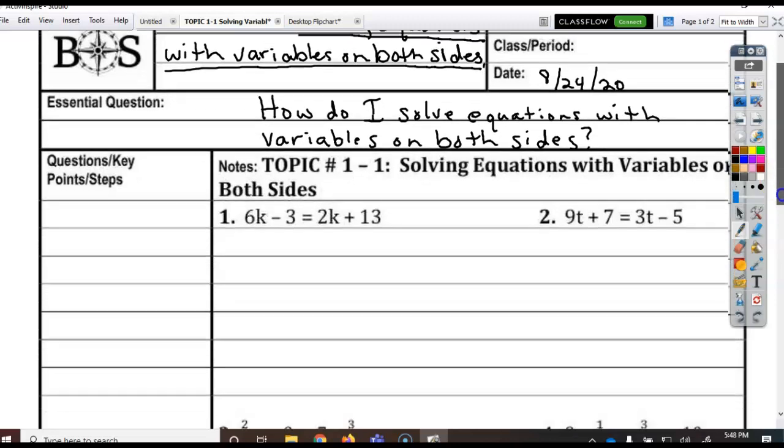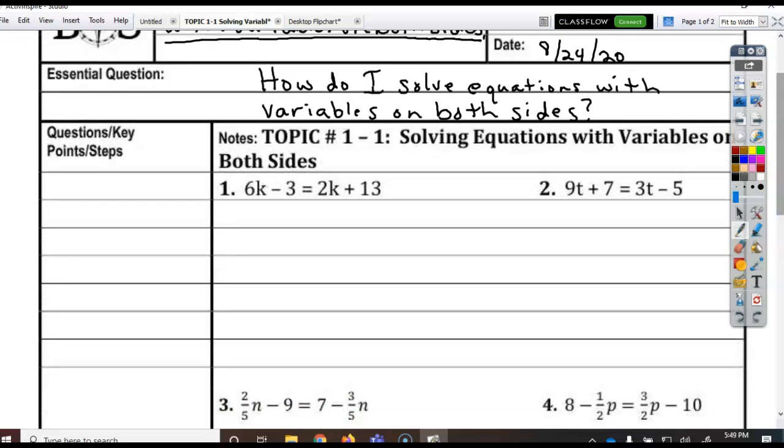Look at the very first one. Okay, we have some steps. Over here, I'm going to put the steps. And this is the steps to solving equations. Here it's with variables on both sides. Sometimes it will add steps, but most of the steps are usually similar throughout all types of equations.